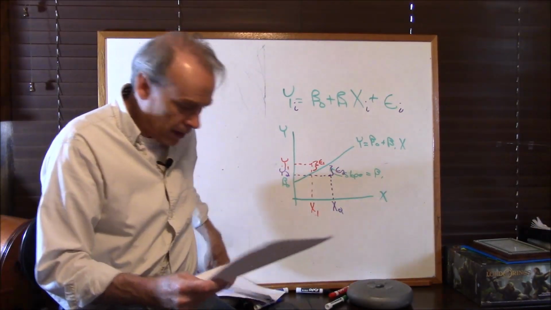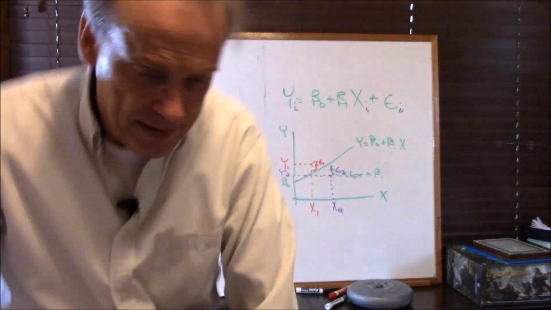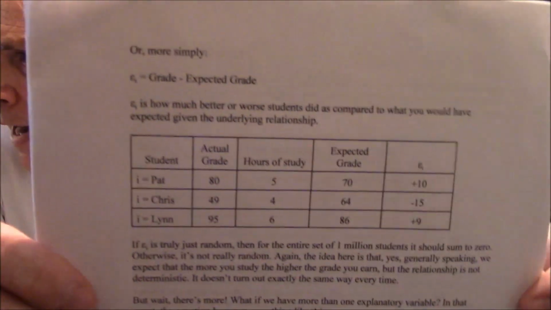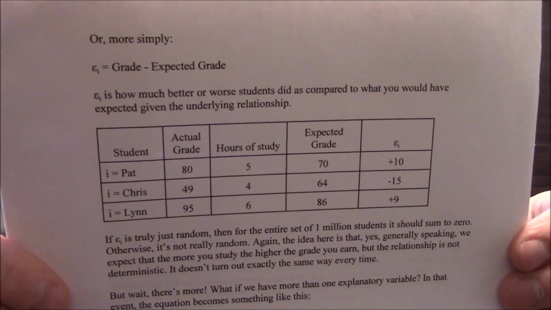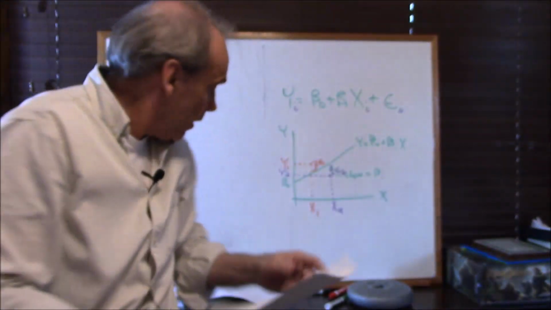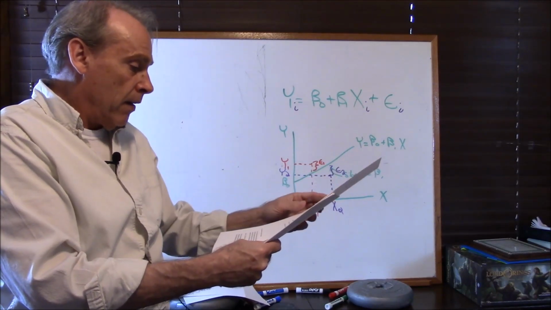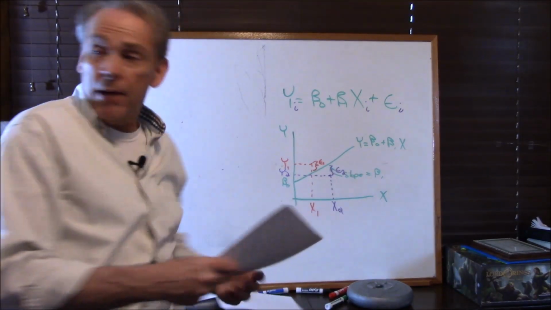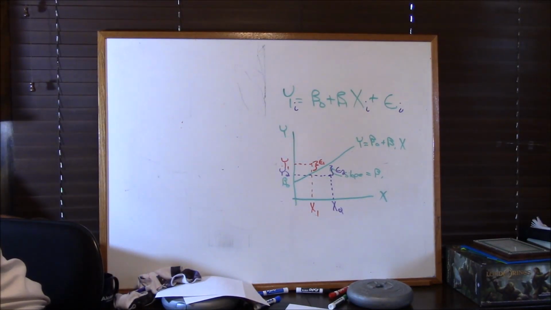And here in my notes, I extended it a little bit, and what I did there was, there's Pat and Chris and Lynn, and I made up a specific relationship. Let me write that down because it was on the previous page. It was 50 plus 4 hours of study. I have a pencil. I should have put that right on top of this table. Grade equals 50 plus 4 times hours.